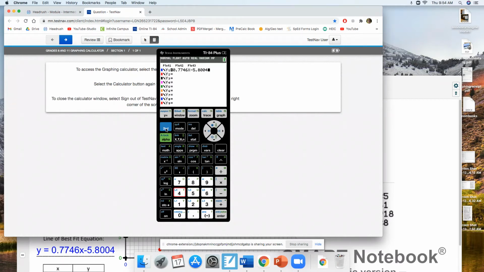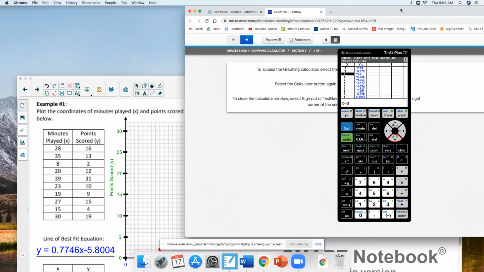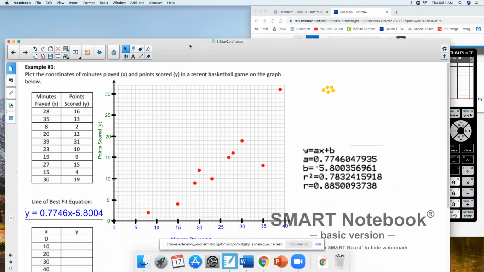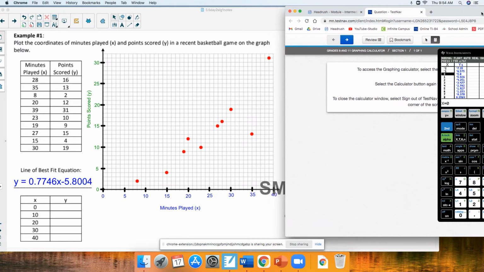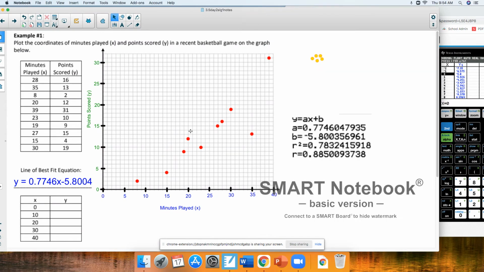And then I'm going to go to second table. And now I can scroll through any amount of x's that I want in order to get the equation or the coordinate point that goes with it. So just a little trick of the trade there. So that means that for my first value of 0, I'm going to have negative 5.8, which we kind of already talked about.